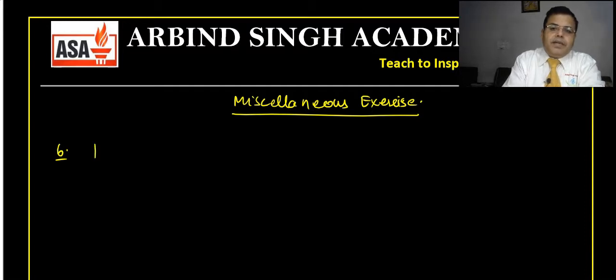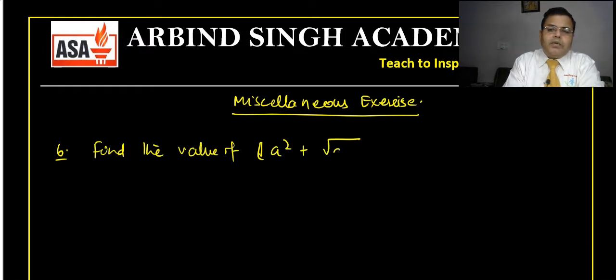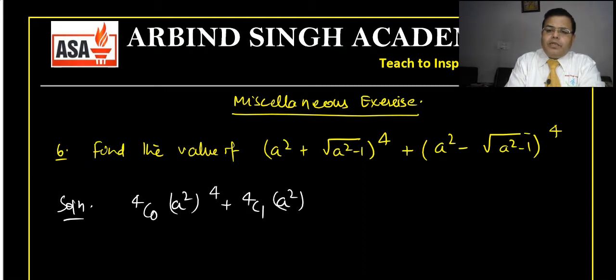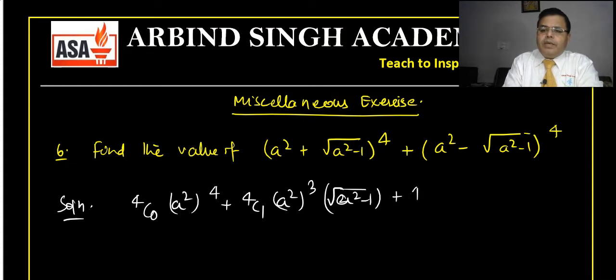Question 6: find the value of (a² + √(a² − 1))⁴ + (a² − √(a² − 1))⁴. Because it is an addition of two terms, we can solve it like this. The solution: 4C0 (a²)⁴ plus 4C1 (a²)³ √(a² − 1) to the power 1. Now there will be 4C2.